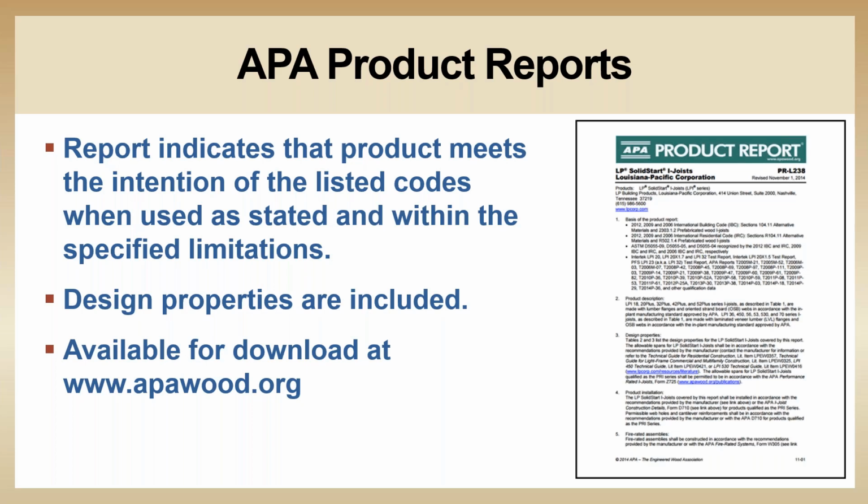These reports indicate that the product meets the intention of the building code when used as identified in the report. The product reports identify the specific design uses and limitations, as well as the design properties. These reports are available for free download on the APA website at apawood.org.